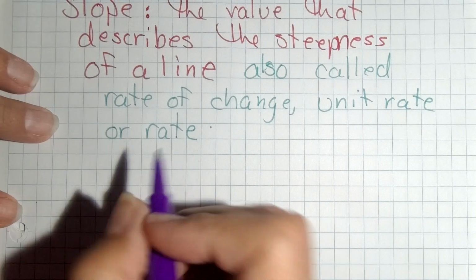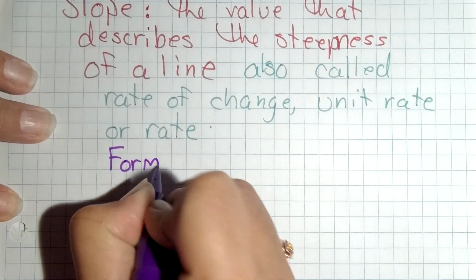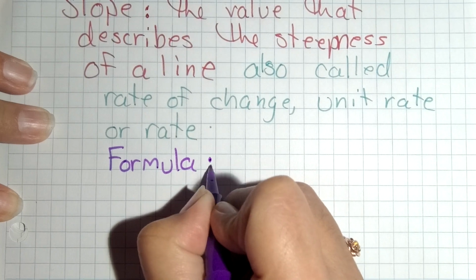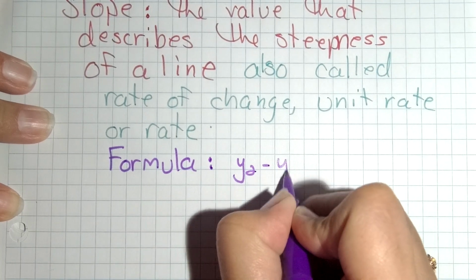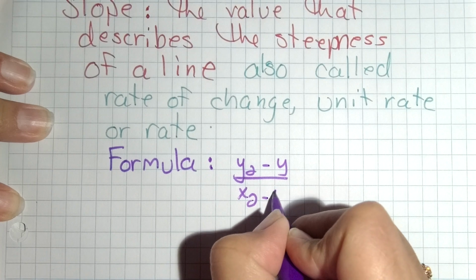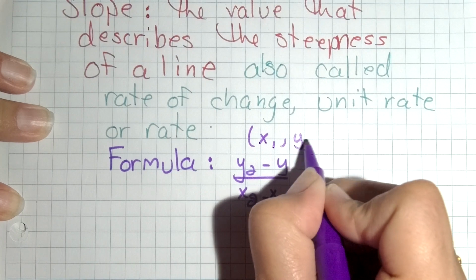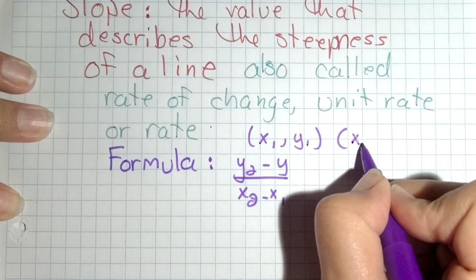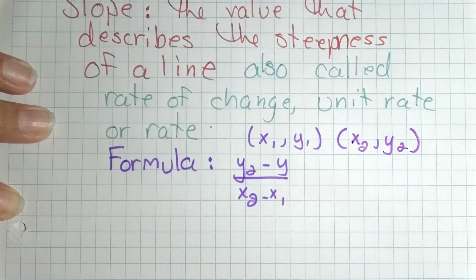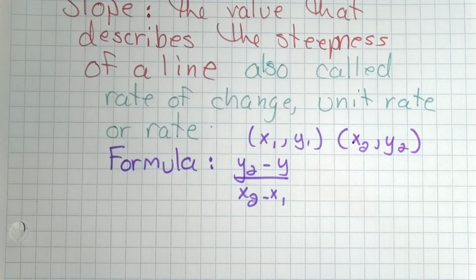We have a formula that we've seen before. We saw it in the do now. The formula is y2 minus y1 over x2 minus x1, where we have two coordinates. But a lot of times in calculus, we're not going to be given just the coordinates. We're going to be given a graph. We're going to be given a function.